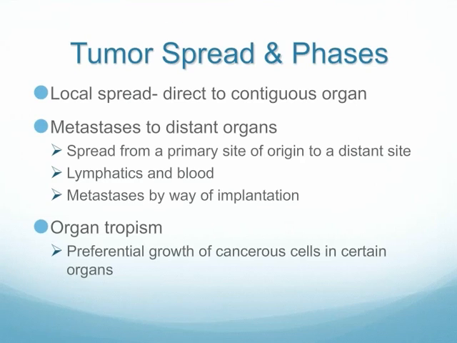So as has already been described, we can have a local spread, which is just to continuous organs that are around the same area. We can have metastasis to distant organs, so we're spreading from that original organ out into the lymphatics, into the bloodstream, so to distant sites. Maybe the original site was the liver, and now it's up into the brain. Okay, that's a distant site. That's away from the original organ. There seems to be a specific preferential growth of cancer cells in certain organs. So metastasis will tend to happen from certain types of cancers to certain organs in the body.